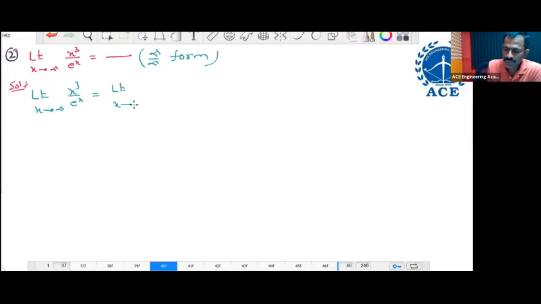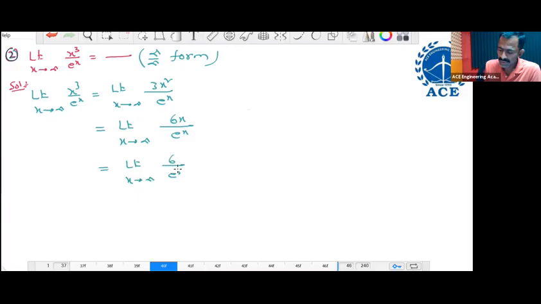Limit x tends to infinity of the derivative of x cube, 3x square, divided by e power x. Again, it is infinity by infinity. We cannot stop here. Once again, differentiate. Limit x tends to infinity of 6x divided by e power x. Still, it is infinity by infinity. Once again, differentiate. 6 by e power x. Now, it is not infinity by infinity; it is something by infinity form. So we can stop here. This is 0. That is the value.